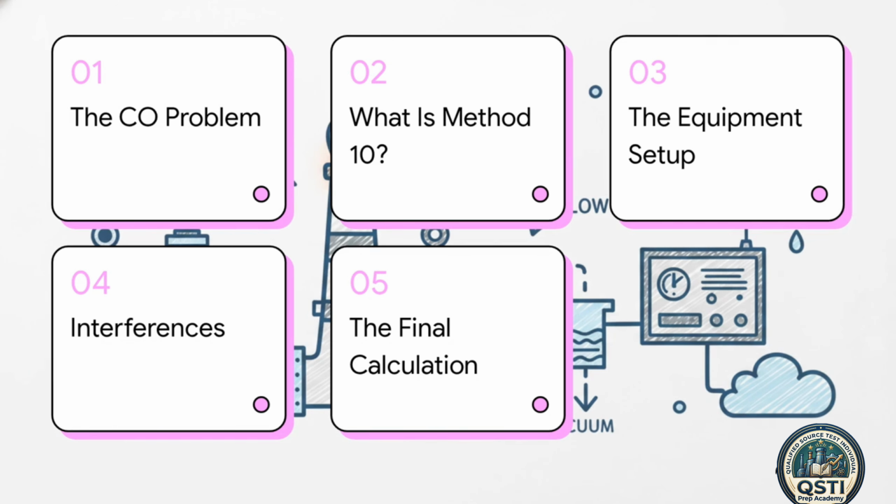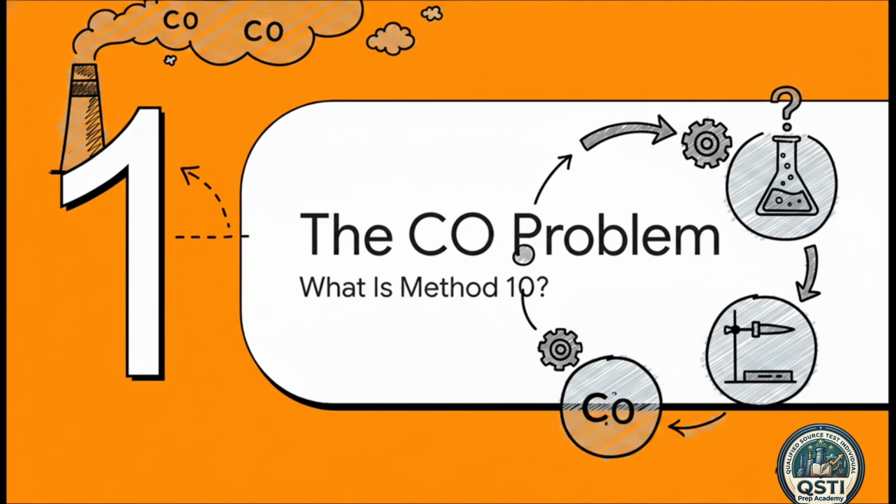So here's our quick roadmap for this explainer. First, the carbon monoxide problem. Second, what is Method 10? Third, the equipment setup. Fourth, dealing with interferences. And finally, the final calculation. Okay, moving right along to parts 1 and 2, the core problem and what Method 10 actually is.